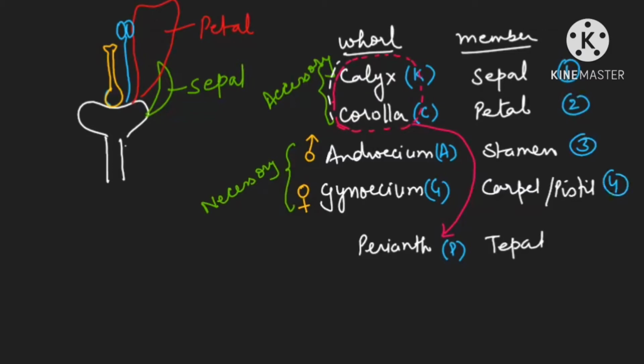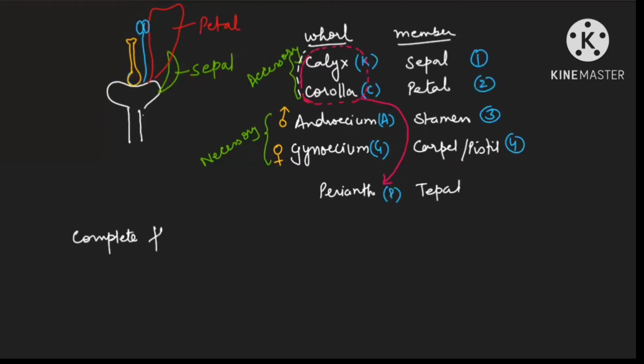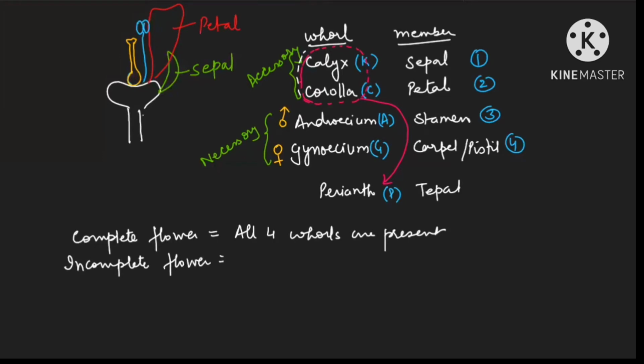Perianth is the condition when you cannot distinguish calyx or corolla, in that case only. Now, if all the four whorls of the flower are present, then we say the flower is complete. Complete flower means all four whorls are present. Or it can be incomplete also. It means one or other whorl is missing. So incomplete flower means any of the four whorls is missing.